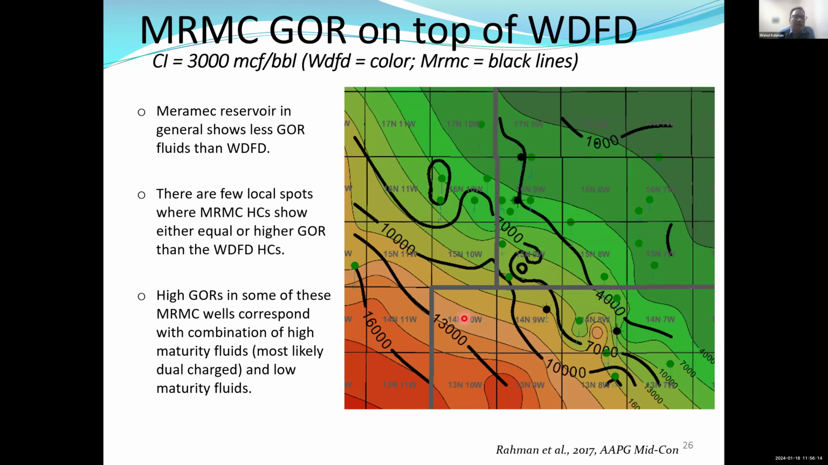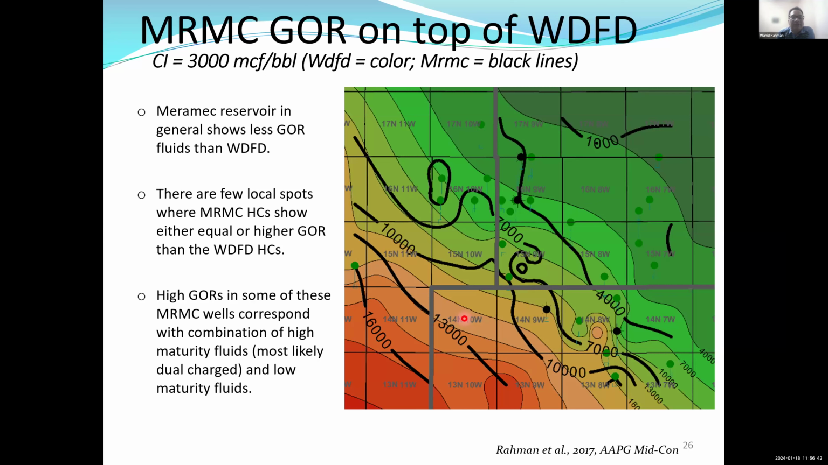So that's pretty common. High GORs in some of these Meramec wells actually correspond with high fluid maturity. Most likely they had a charge in two different ways. The first charge came in from the Woodford source, with vertical migration, then lateral migration. Then at some point, fault controlled hydrocarbon migration during the Pennsylvanian or late Pennsylvanian time, along those faults from the map I showed you from the geophysical side.